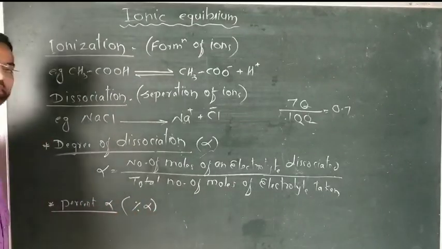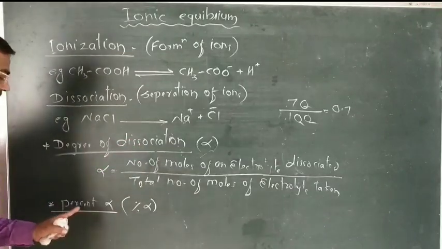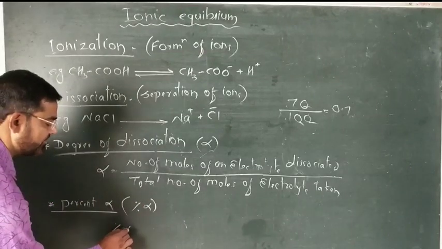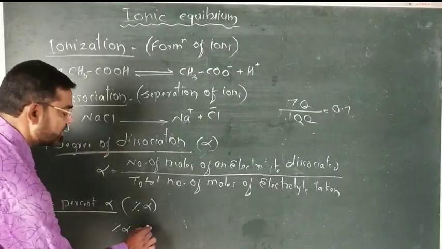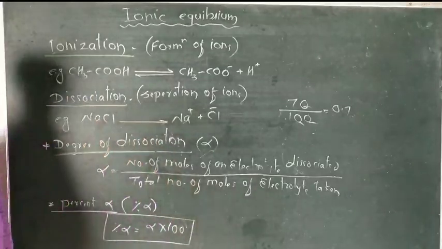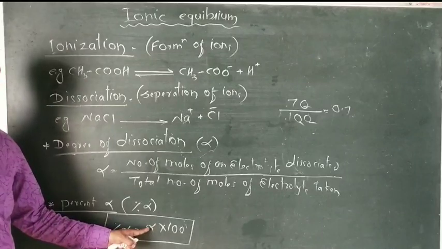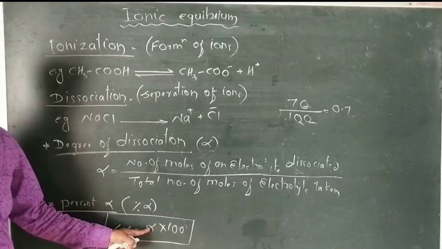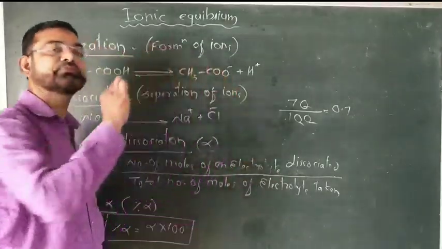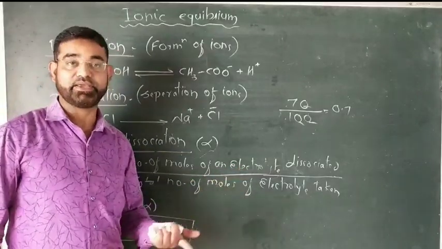Percent alpha means if we express the degree of dissociation in percentage, it is known as percent dissociation. We can say that percent alpha is nothing but alpha into 100. In JEE and NEET, we can directly convert alpha into percent alpha and vice versa. Now one concept is here: what is an electrolyte? For some students, electrolyte may be new.